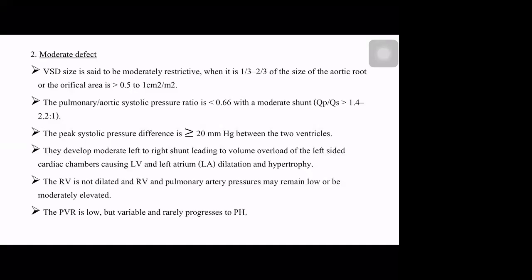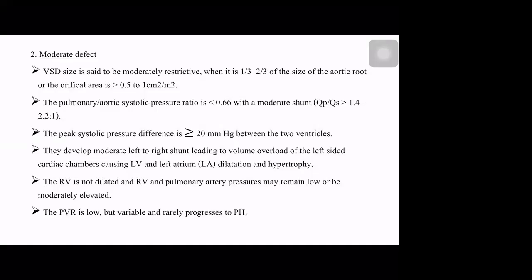What about the moderate defect? VSD size is said to be moderately restrictive when the size of the VSD is 1/3 to 2/3 of the aortic root, or the total orificial area is more than 0.5 but less than 1 centimeter square per meter square. The pulmonary to aortic systolic pressure ratio is more than 0.3 but less than 0.66 with a moderate level of shunt, that is more than 1.4 but less than 2.2. Here the peak systolic pressure gradient between the two ventricles is more than 20 millimeters of mercury, that is less than 64, unlike in the small VSD.